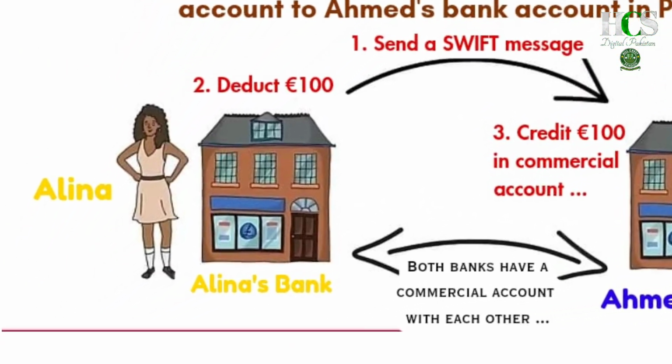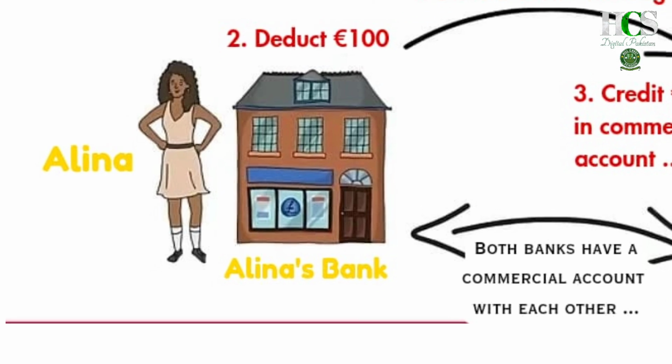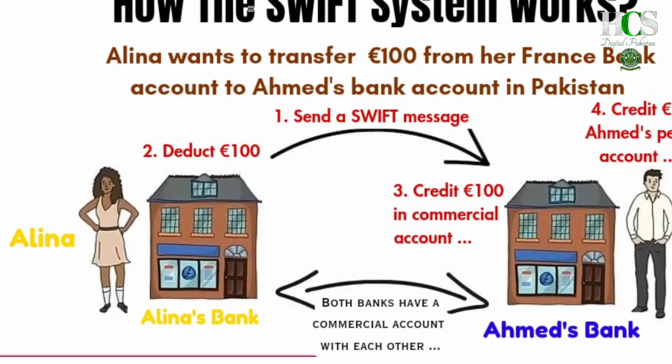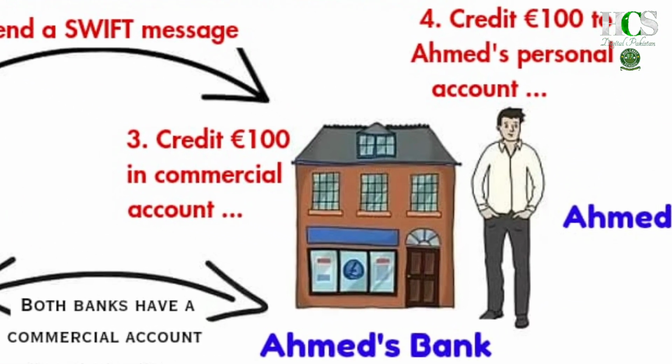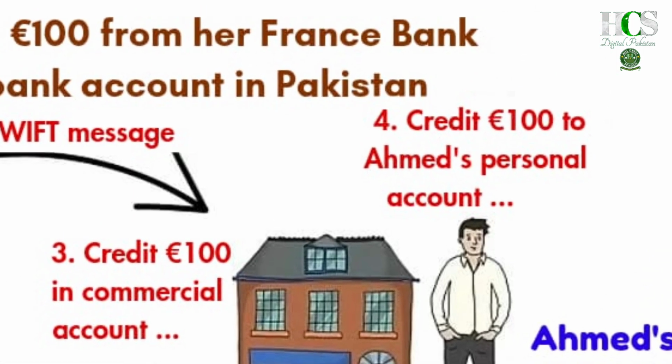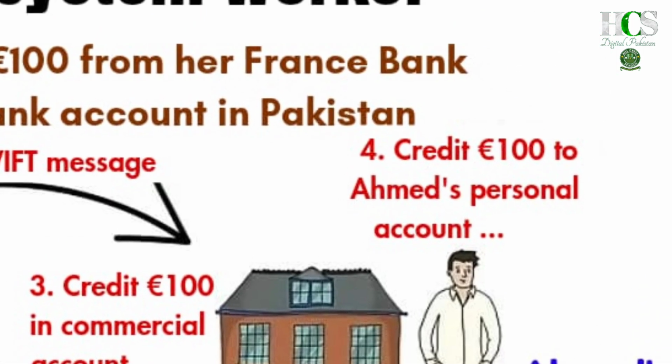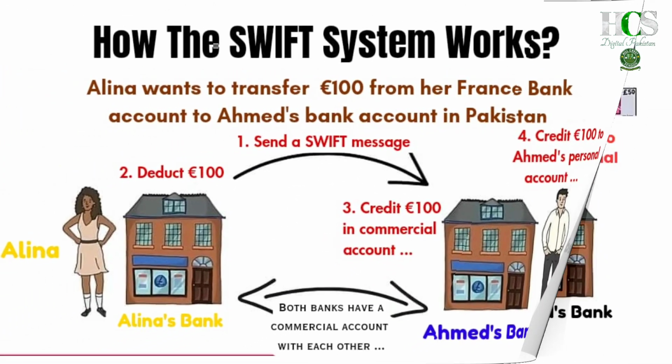Then Alina's bank will deduct €100 from her account and Ahmed's bank will credit €100 in its commercial bank. The last step is to credit €100 to Ahmed's personal account, minus any fees charged for the transfer.